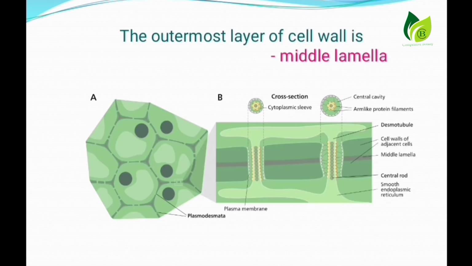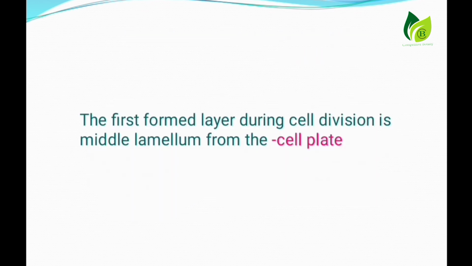Next question. The outermost layer of the cell wall is the middle lamella. I have already told you before. The outermost layer present between two primary walls is called the middle lamella. Middle lamella generally occurs between the primary cell walls of adjoining cells.